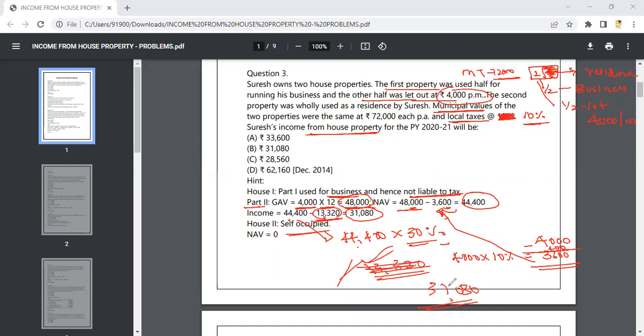I just scratched that out. So this is the actual amount. Understood this? Is there any doubt in this? Do you want me to repeat this? Understood? Okay, so now we'll go with the next question.